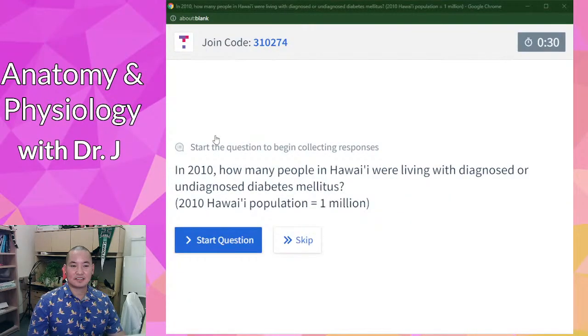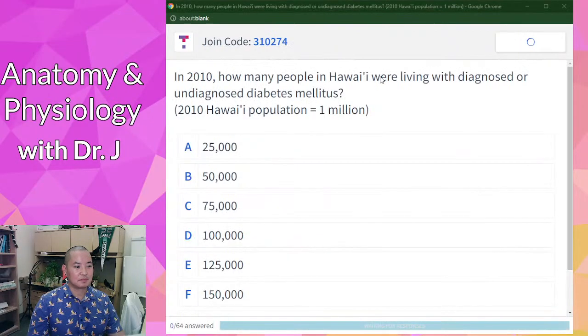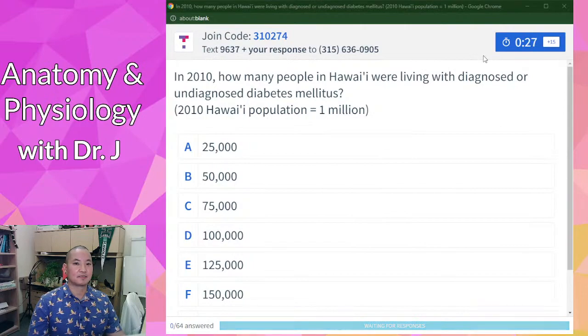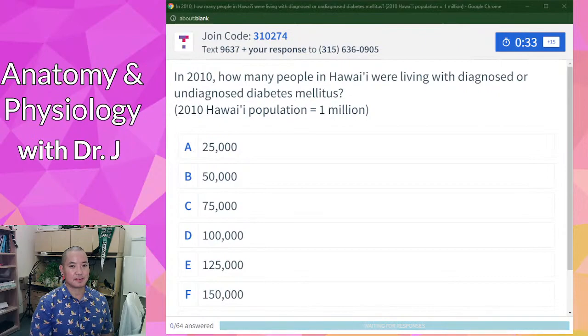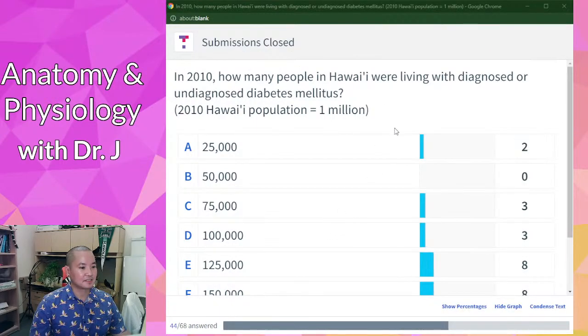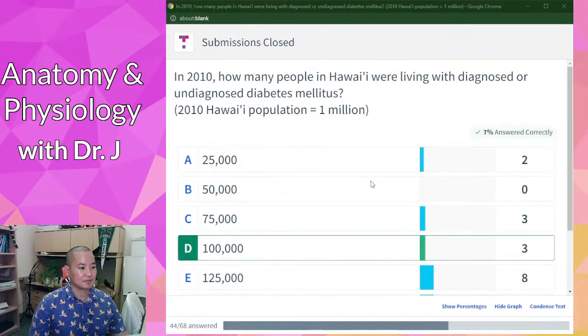And in 2010, and I don't know if they have more recent statistics, how many people in Hawaii do you think were living with diagnosed or undiagnosed diabetes mellitus? So the population of Hawaii back in 2010 was around 1 million people. And we're talking about the entire Hawaiian Islands, not just Hawaii, the Big Island. Okay, let's see the responses. So we have a pretty wide range. And what's the correct answer? Well, the correct answer is around 100,000, so about 1/10 of the population back then.